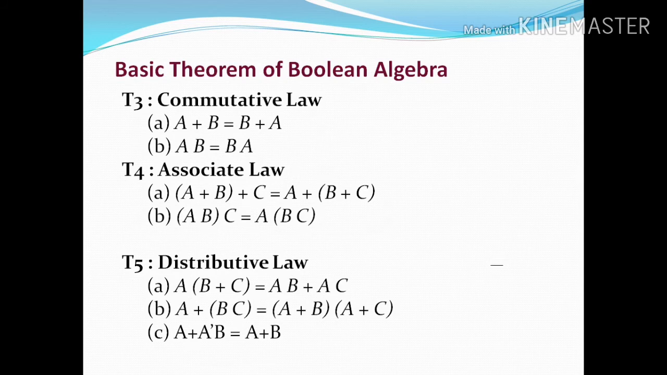First, the commutative law tells us A plus B equals B plus A, and A dot B equals B dot A. Next, the associative law tells us A plus B plus C equals A plus B plus C grouped differently, and A dot B dot C equals A dot B dot C grouped differently. Next, the distributive law tells us A dot (B plus C) equals A dot B plus A dot C, and A plus BC is known as (A plus B) dot (A plus C). Another: A plus A complement dot B is known as A plus B.